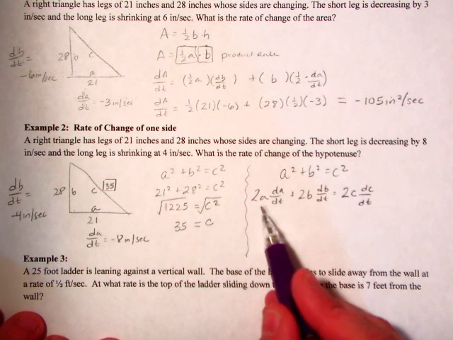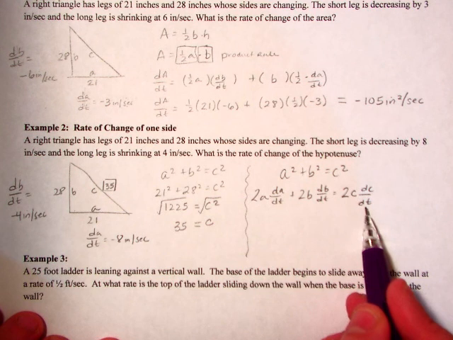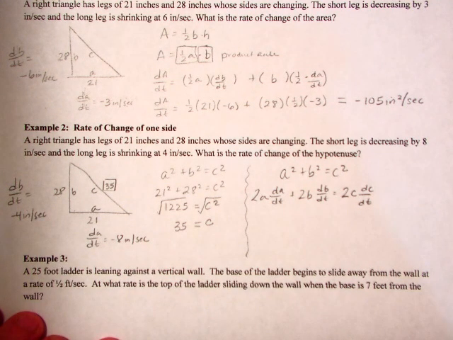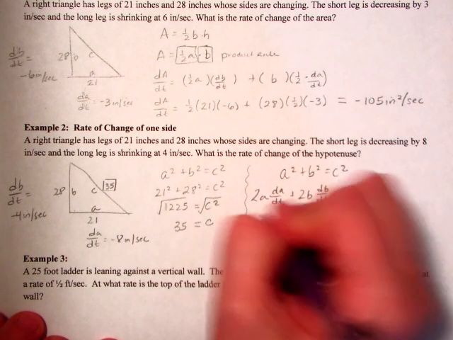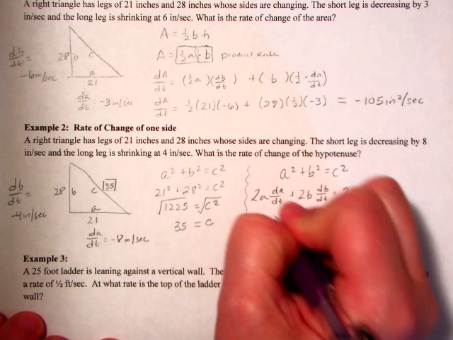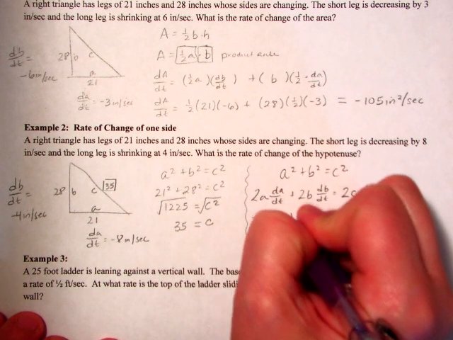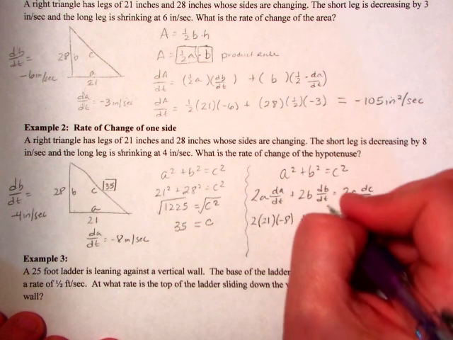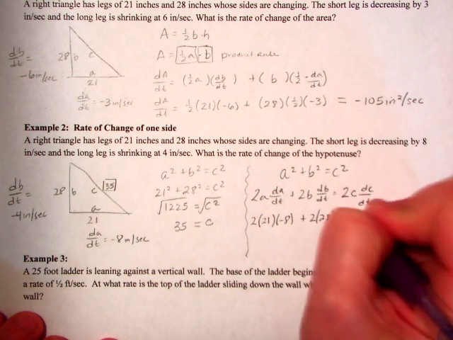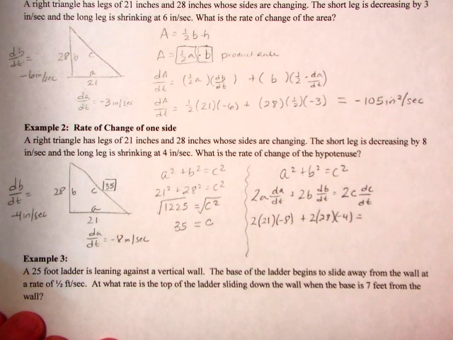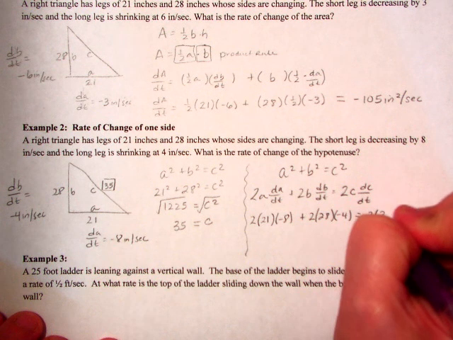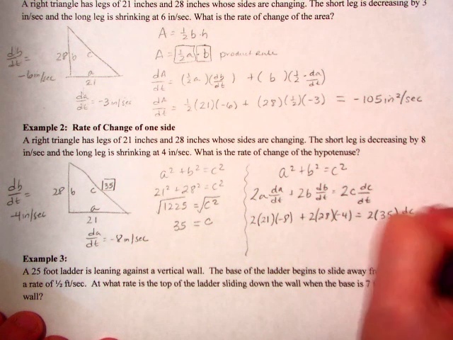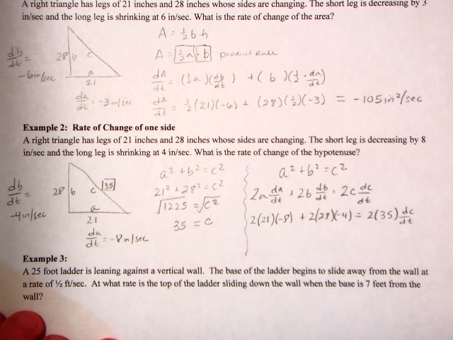Now I can come in and I have 6 unknowns, but now I have 5 of the 6 after this quick side calculation. So I'm going to say 2 times 21 times negative 8 plus 2 times 28 times negative 4 is equal to 2 times 35 times dc dt. dc dt is notation for the rate of change of the hypotenuse.